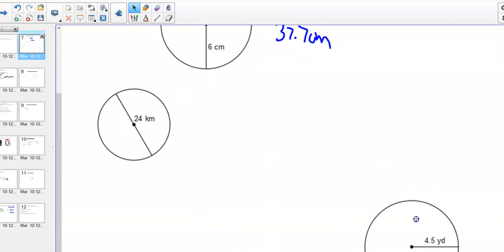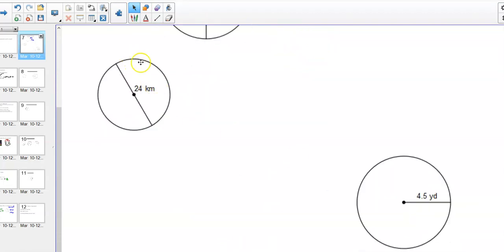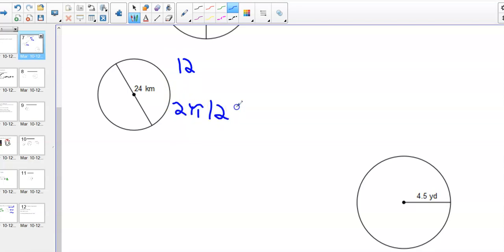Now let's do this one. So remember, before we plug it into our equation, what do we need to do with our diameter? That's right, we cut it in half. So 24 divided by 2 gives me 12. So I'm going to do 2 times pi times 12. Go ahead and enter that in your calculators.